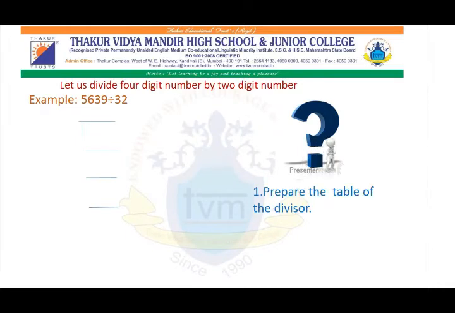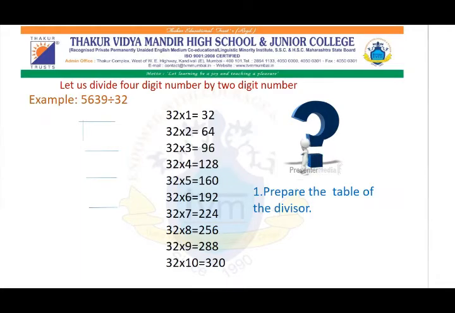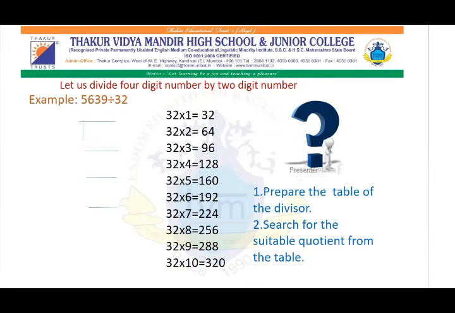The first step is we'll prepare the table of the divisor. Now what is the divisor here? 32. So I will write the table of 32. I'll frame that table of 32 first. Right? Like this. 32 ones are 32, 2s are 64, 3s are 96, all the table of 32 I have written. Correct? Second step is now I am going to search for the suitable quotient from this table. Is it easy? Okay. Now come on, we'll start with the division.